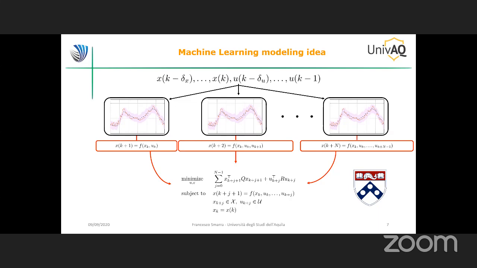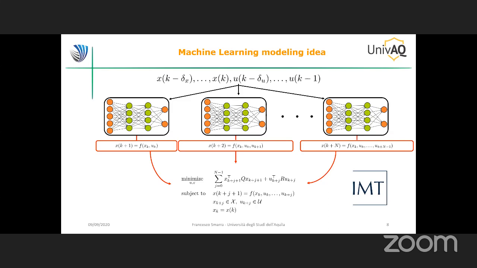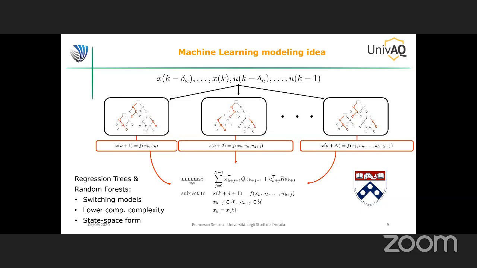In the last year, we investigated several techniques in this sense, also in collaboration with other partners. For example, in collaboration with the University of Pennsylvania, we investigated the case of the Gaussian processes, or the neural networks in collaboration with the IMT of Lucca. But what I'm going to talk about today is about regression trees and random forests. This is because on this methodology, we spent most of our time in the last years, always in collaboration with the University of Pennsylvania, and in particular, we modified such algorithms to define a modeling framework consisting of switching models, also in the state space form, and use those models to set up an MPC problem that could be solved with low computational complexity.